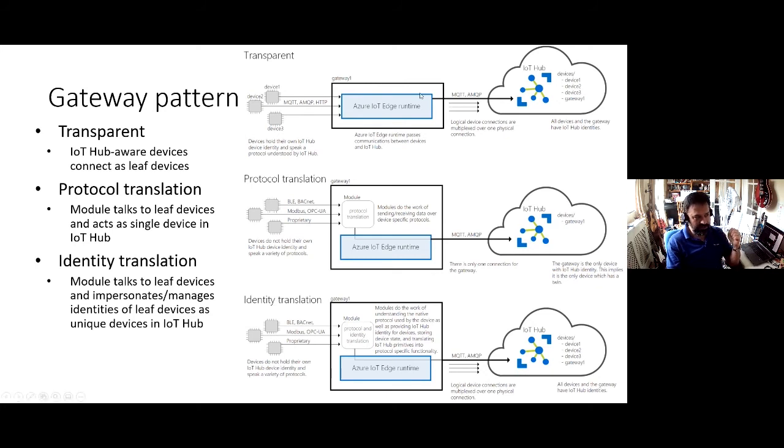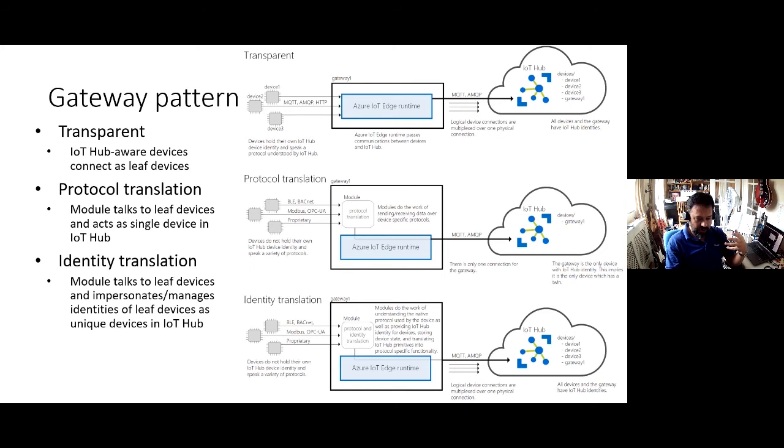Second pattern, protocol translation, would be perhaps where you have devices that are speaking OPC UA as a protocol, and then what you're doing is pulling data in, but only presenting one device identity into IoT Hub. And finally, identity translation, where each of these downstream devices do have their own identity. You want them to be recognized as unique devices in IoT Hub. Perhaps you want to take advantage of the device primitive, so the device twins, which I'll come on to in a minute. So that's how we see IoT Edge deployed.